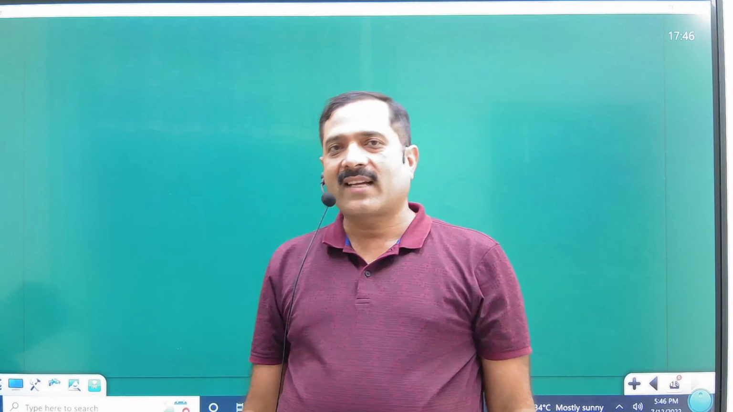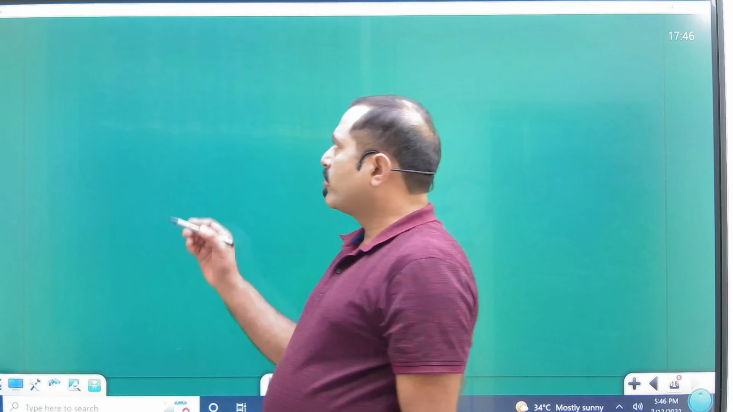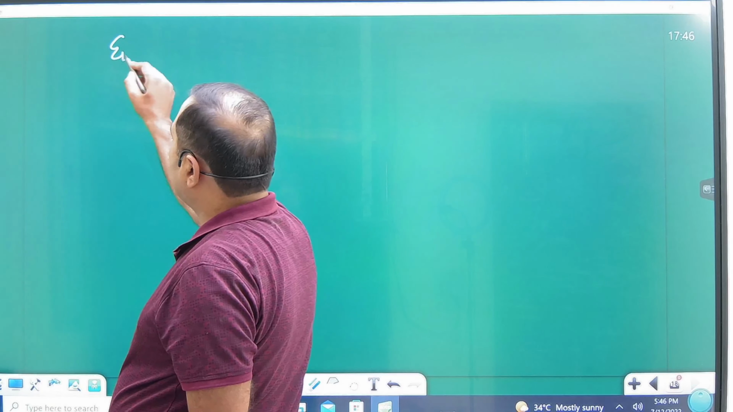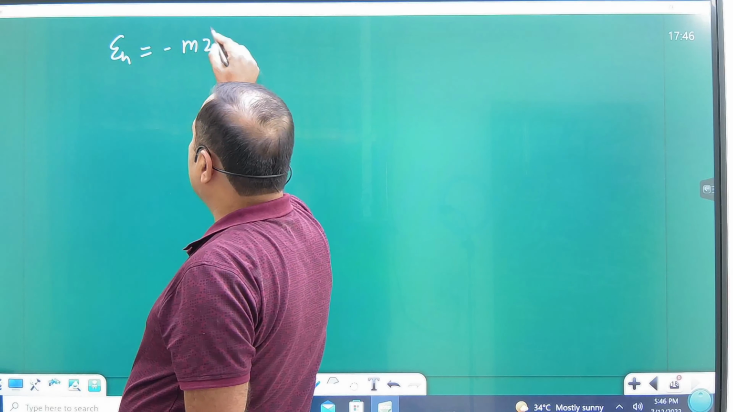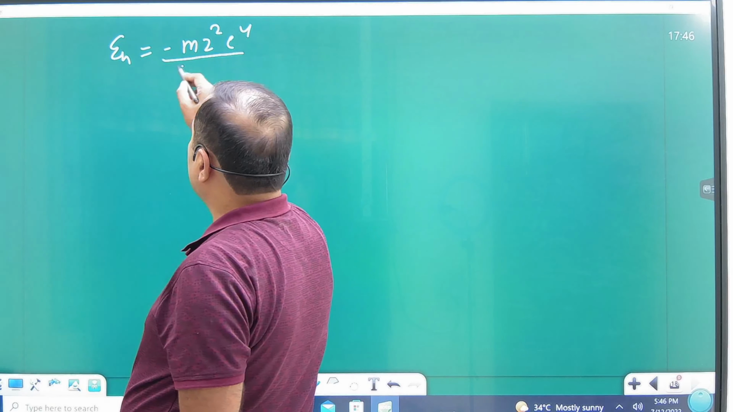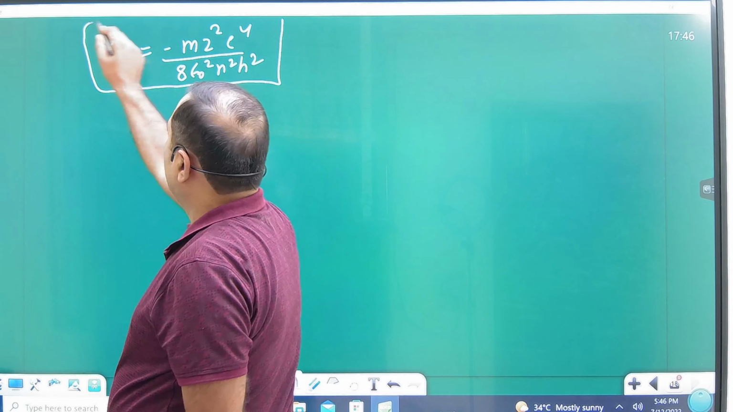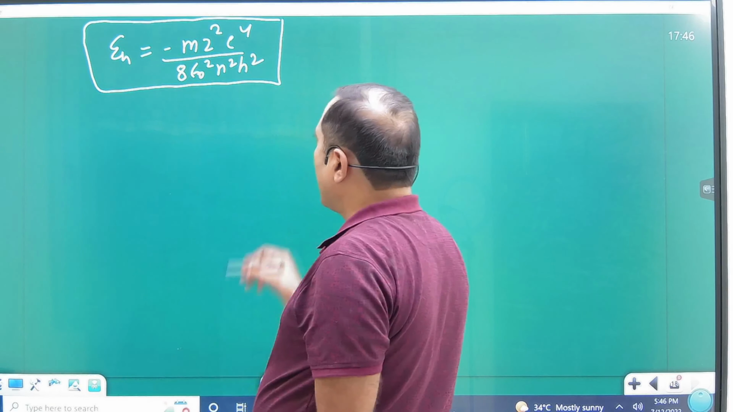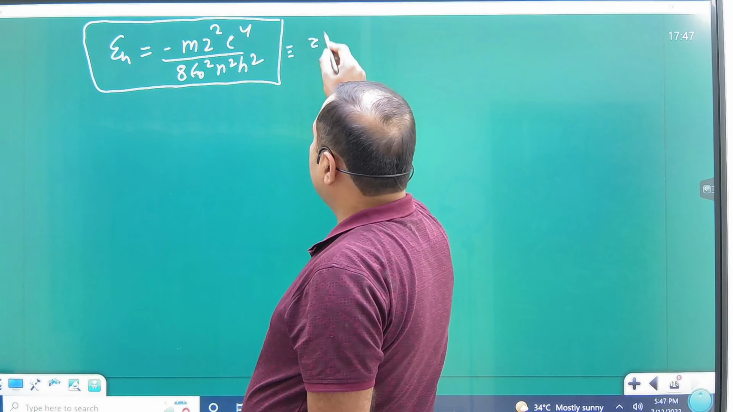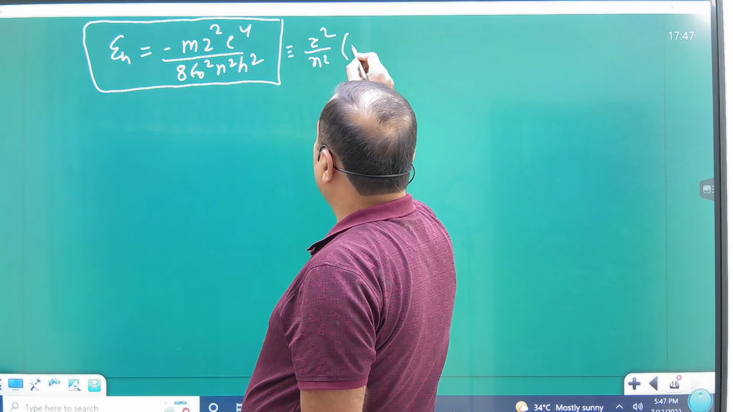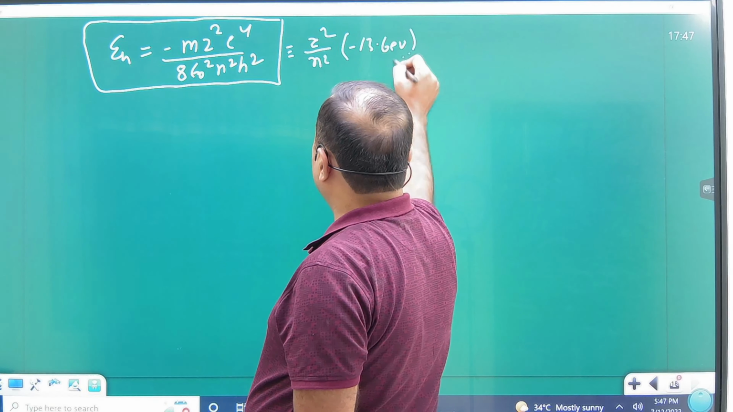Before starting hydrogen spectra, we are going to revise Bohr's atomic model formulae for different shells, how they were derived and what the final result was. According to Bohr's atomic model, the energy of the nth orbit was minus m Z squared e to the fourth by 8 epsilon squared n squared h squared. This is the derived formula, and the reduced formula is minus 13.6 Z squared by n squared electron volt.